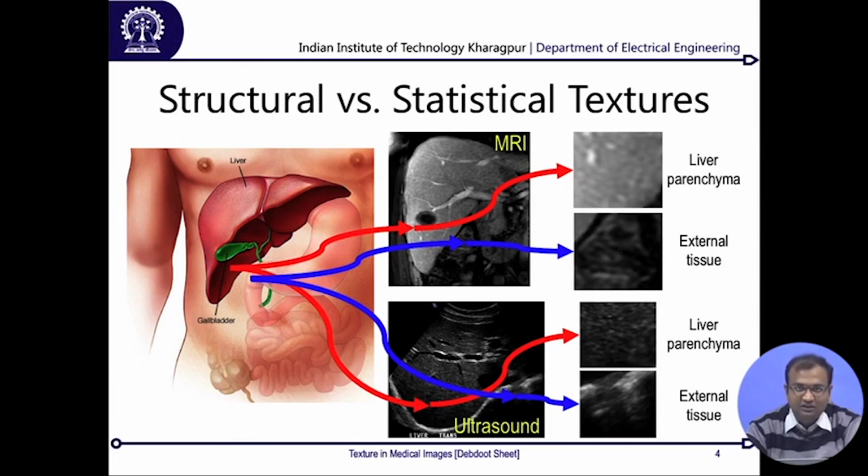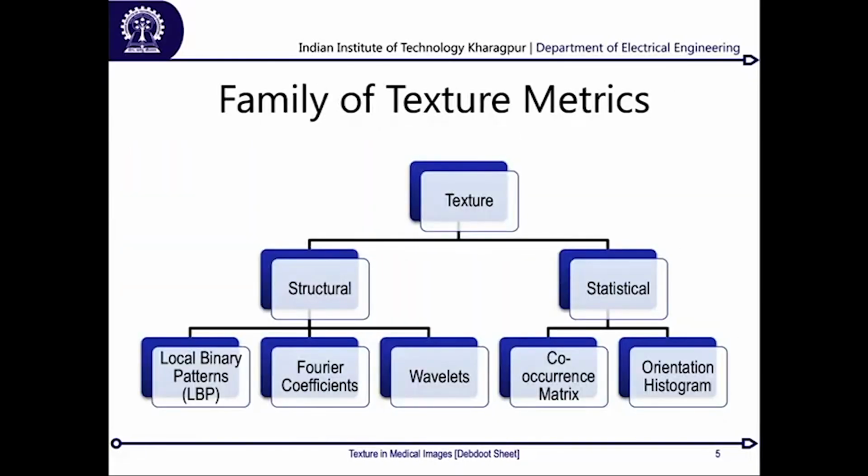So descriptors for tissue characterization and for segmentation problems are very much dependent on what kind of modality you are using and what is the nature of local variations which distinctly guide that modality, whether you have a structural variation or a statistical variation in textures. And that brings us to the point that we need to very clearly understand the families in which we can define them. If you look at textures, they are broadly classified as structural and statistical. Within the structural family, the first one is local binary pattern, because it looks into the local variations. The next one is obviously Fourier coefficients, which come from the family of Fourier descriptors as well.